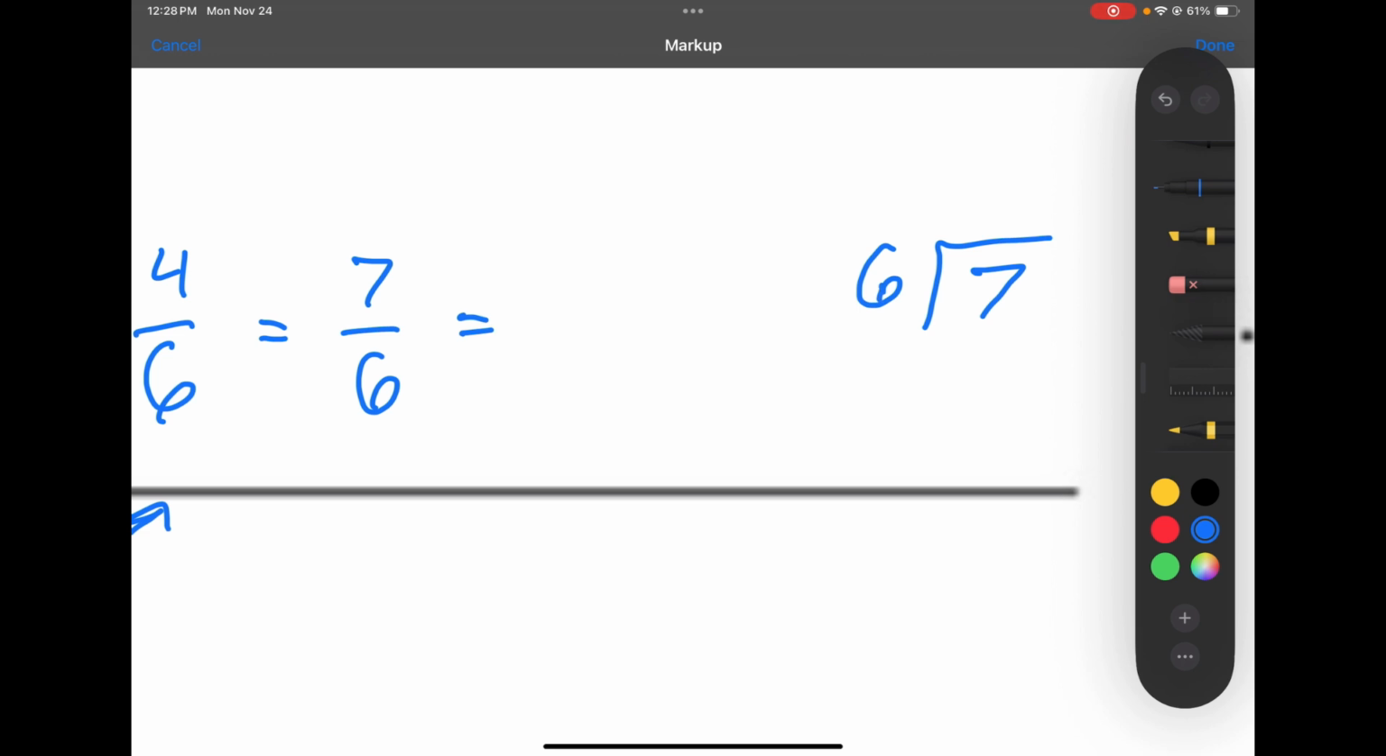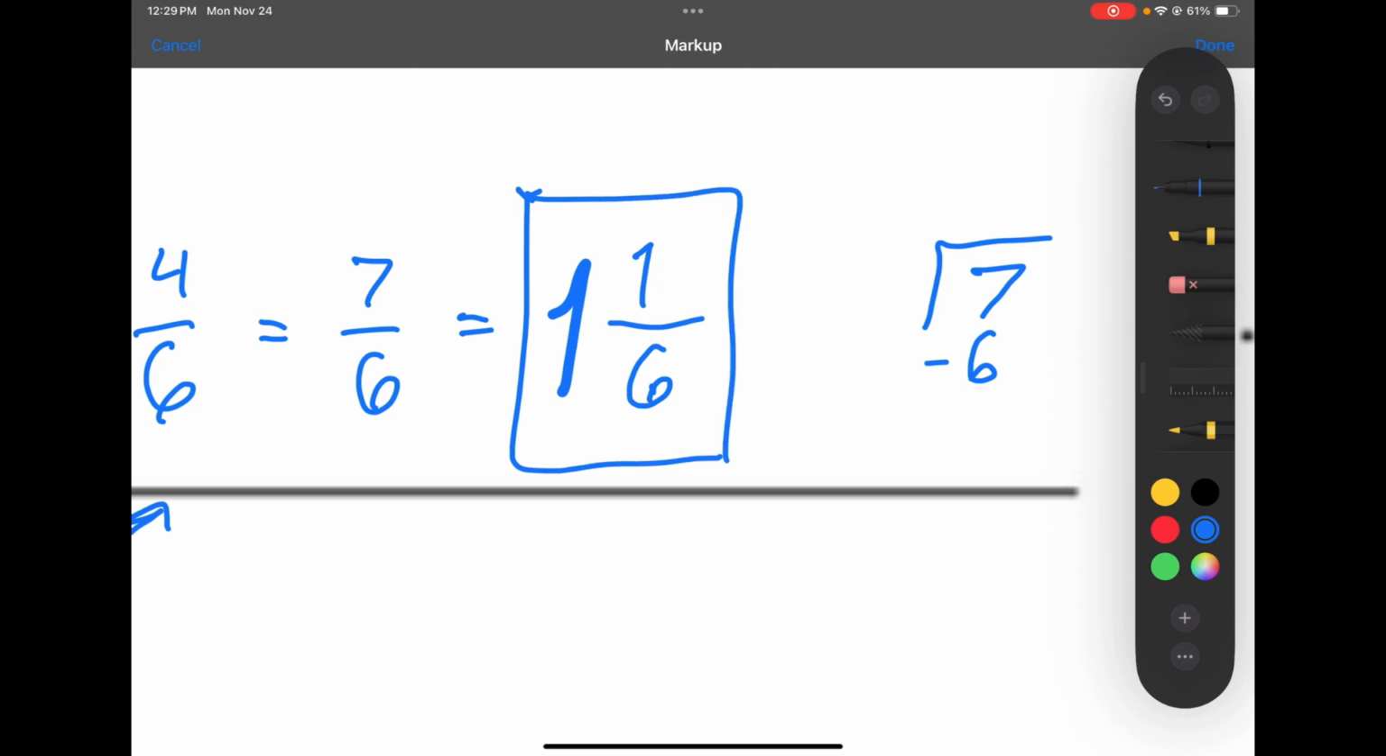First we think, how many times can 6 fit into 7? Well, it can only fit one time. If we subtract that amount from 7, we get 1 left. And this is actually where our answer is. Our whole number is going to be 1. Our numerator is going to be 1 because this is what is left over. And then our denominator is what we were dividing by, which is 6. So this is our final answer.